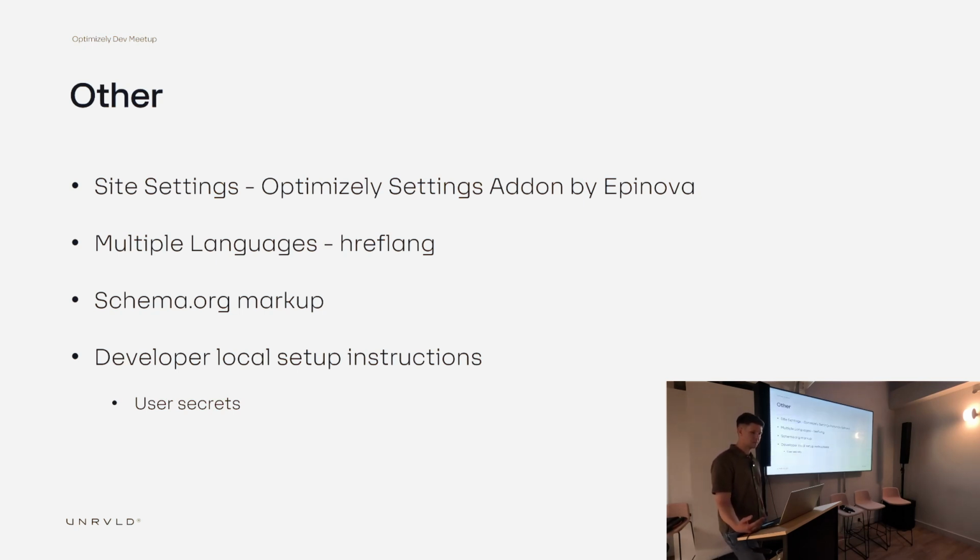Schema.org markup. There's a good NuGet package for that, it's called schema.net, for your organization schema, for breadcrumbs, and schema based on page types, news, products, etc. And then just getting your developers set up, so some setup instructions for user secrets for anything that's stored in Key Vault.